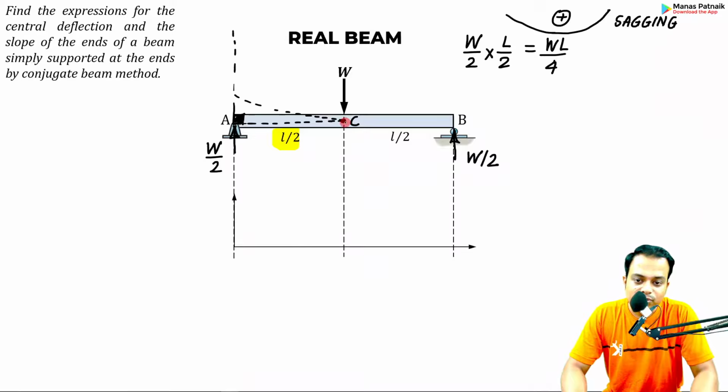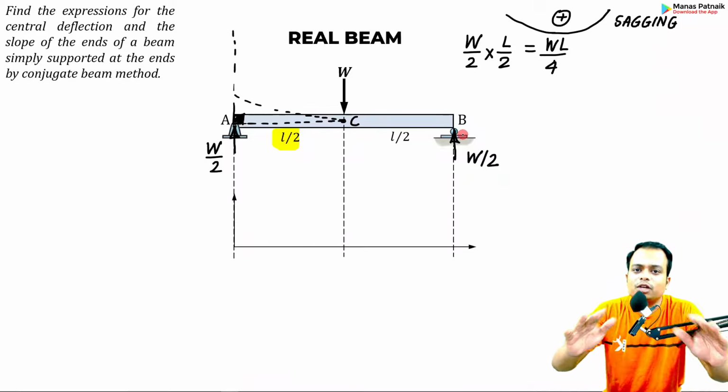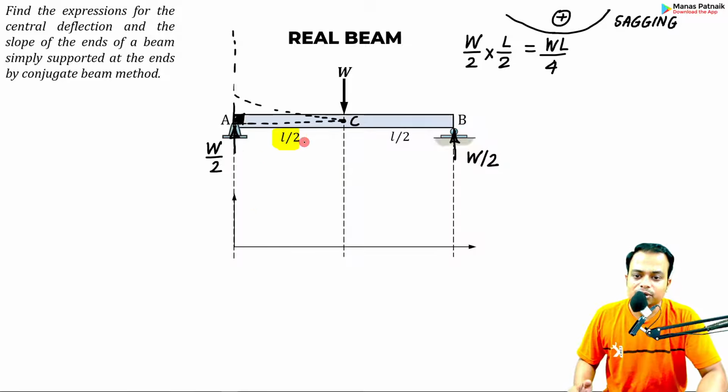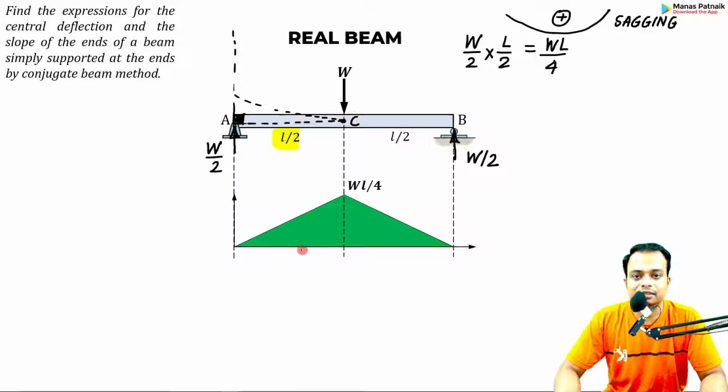And as we move from C to either A or B, the bending moment values are going to keep on decreasing, okay, because L is going to decrease. L by 2 will decrease to 0, let's say. Here it is. This is a triangular variation.